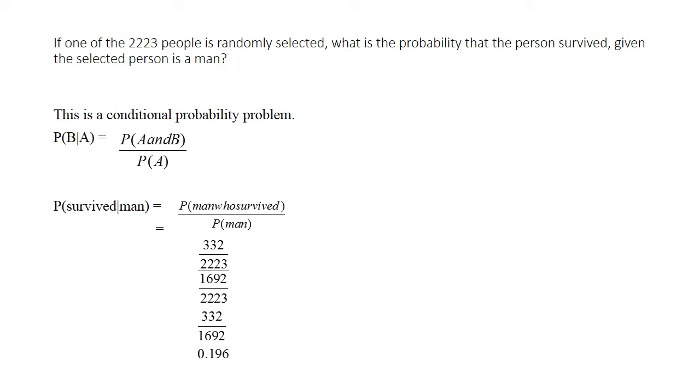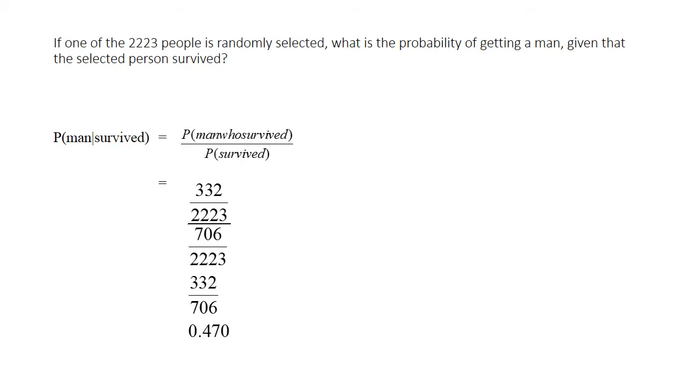If you look at the table, the probability of men who survived is 332 divided by the total number of outcomes, which is 2,223. That's divided by the probability of what's given, the probability of a man, and if you sum all the men, that equals 1,692. That's divided by the total number of outcomes, which again is 2,223. When you reduce the complex fraction, you end up with 332 divided by 1,692, which in decimal form is 196 thousandths.